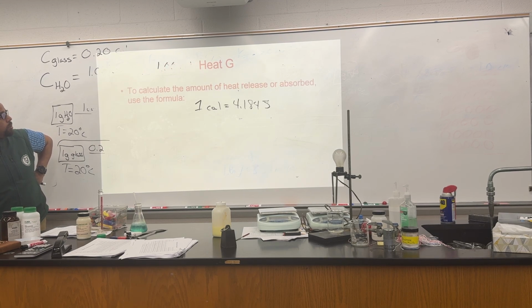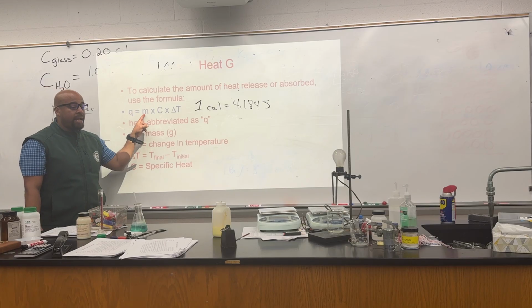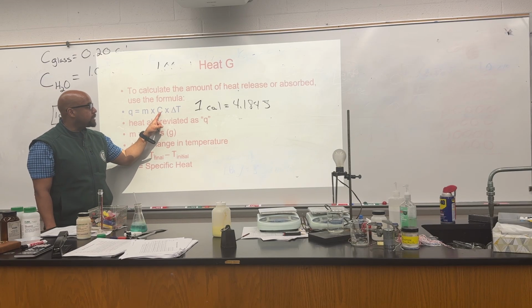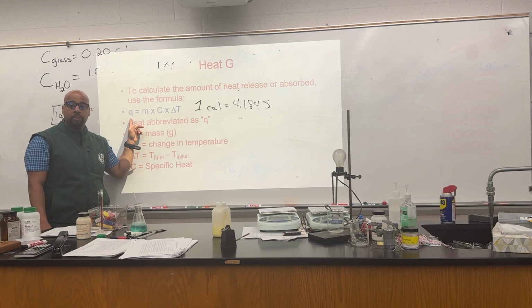So what we're going to take a look at is how we go about calculating heat. And calculating heat is easy. If you remember, we said Q is the symbol that we use to represent heat. M is simply going to be the mass. C is going to be our specific capacity. And delta T is going to be the change in temperature. So long as you give me the mass, the specific capacity, and the change in temperature, I can calculate how much heat that substance took in.